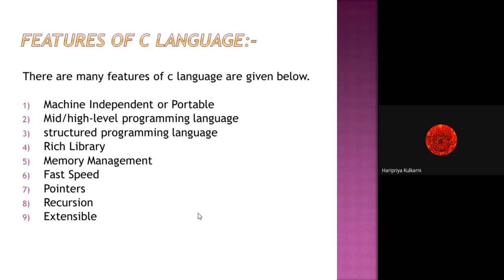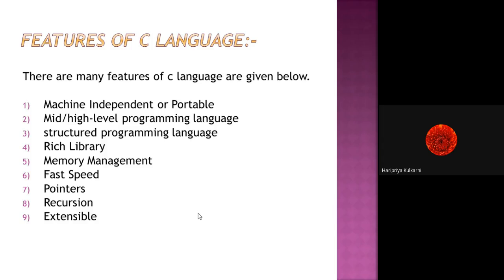Then memory management is very easy in C. It is automated, but we can easily retrieve it. So there is not much issue of memory management. Then fast speed, it is very fast. Then pointers are there, so you can use pointers for pointing to a particular memory. Then recursion. Recursion means repeated use of something, so it is possible to repeatedly use a function, which will come as a function within the function.